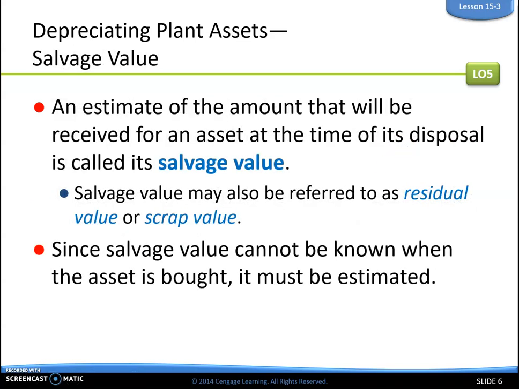Here's where we're going to talk about salvage value. Salvage value is an estimate of the amount that will be received for an asset at the time of its disposal. Notice that sometimes salvage value could be referred to as residual value or scrap value. Salvage value cannot be known. It's not like we're going to know, okay, when we're done with this plant asset, we're going to get $20 for it. We really have no certainty in that salvage value, so this has to be an estimate that we're going to come up with.